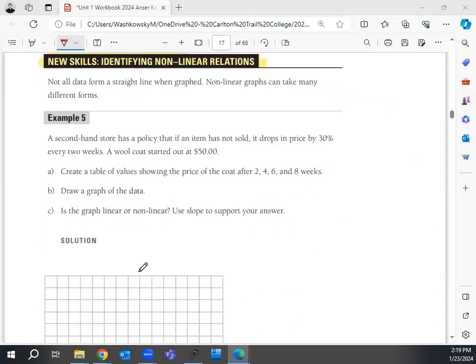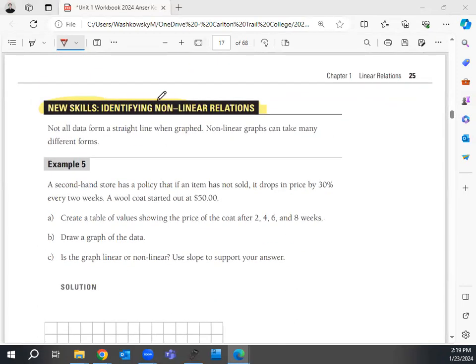So up on page 25 here, we also have non-linear relations. The chapter is called linear relations, but we have to be able to identify the difference between a linear relation and a non-linear one. At its core, a linear relation is a straight line. A non-linear relation is a non-straight line. So not all data is going to form a straight line when you graph it. So let's try this out here.